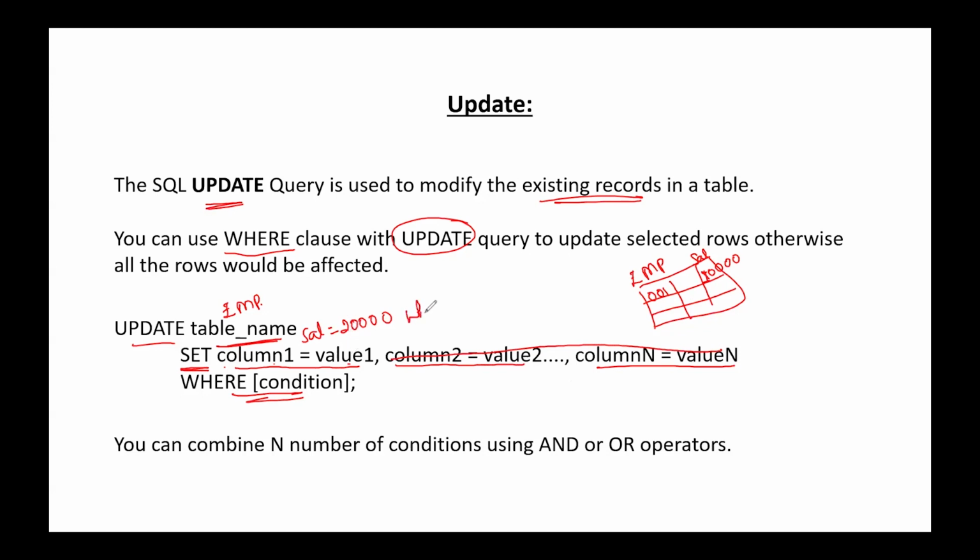Then I will use the keyword where. The condition here is, I will say, employee ID is equal to 001. So when I do that, it will update that respective column value for that particular employee in this particular table. So this is how we can use this update command. You can combine n number of conditions using AND or OR operators. So if you want to put certain conditions also, that is fine.